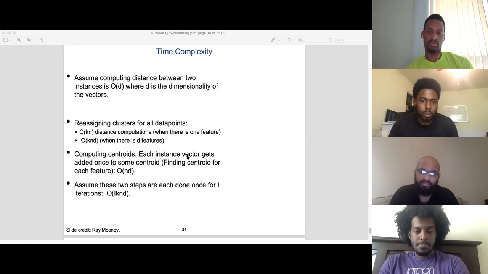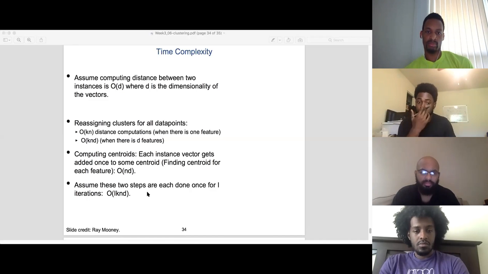And then when you're computing the centroid, each instance vector gets added once to some centroid. O of n d. Yeah, so I don't really understand these parts, to be honest, but based on my understanding of Big O, I guess if you have a large data set and a lot of centroids, this can get pretty ugly pretty quick.